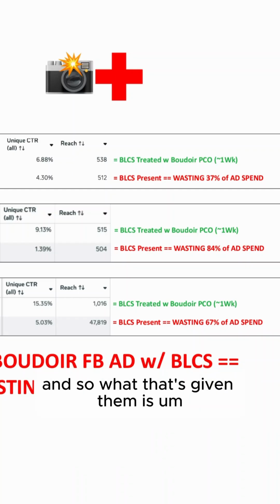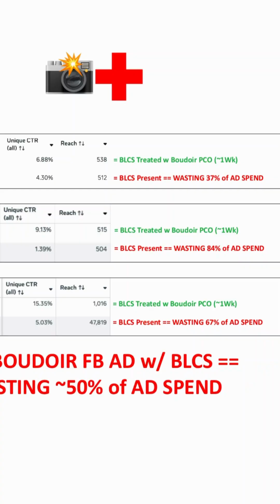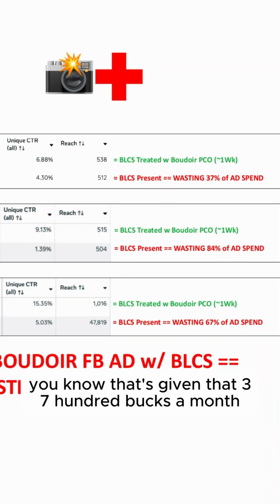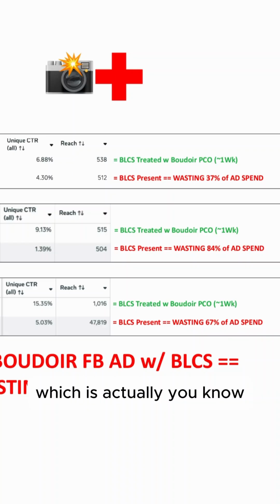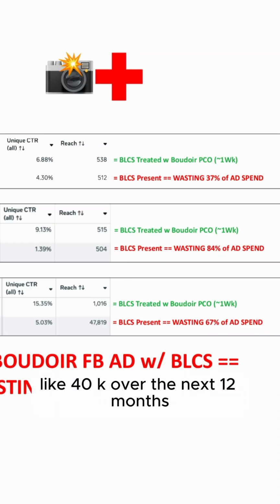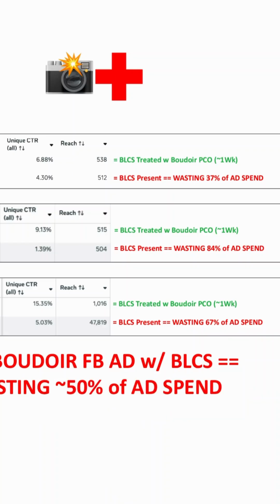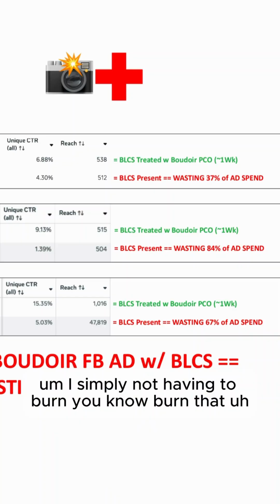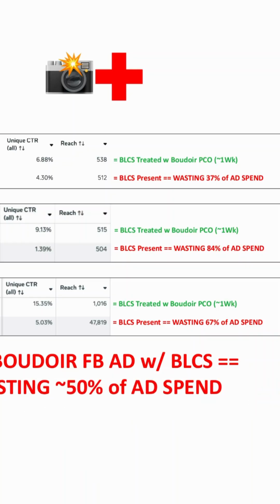And so what that's giving them is $3,700 a month, which is actually like 40K over the next 12 months, by simply not having to burn that cost.